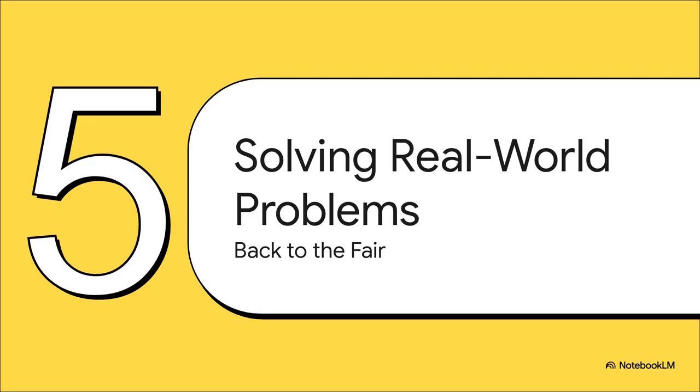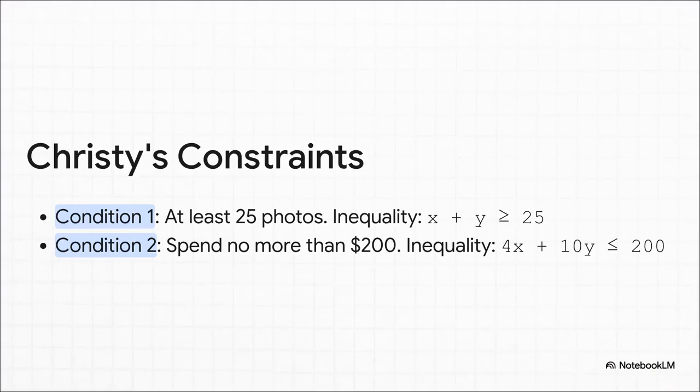Okay, section 5, solving real-world problems. Let's get back to our photographer, Christy, and use this new skill to solve her problem at the fair. So, let's remember Christy's situation. She has 2 big rules she has to follow. First, a quantity goal. She's got to have at least 25 photos total. Second, a money rule. She can't spend more than $200 on prints. She has to find a plan that follows both rules.